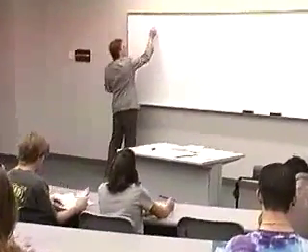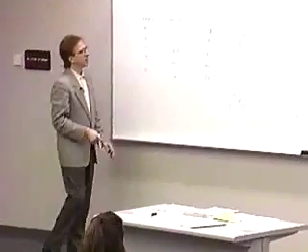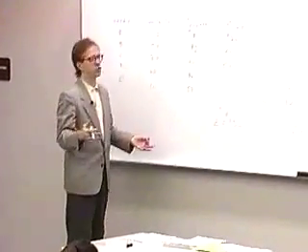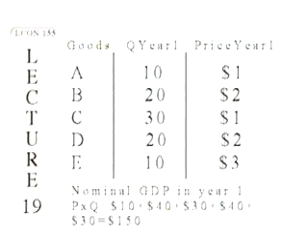What we had was 5 different goods, A, B, C, D, E. Then we have 2 different years that we're interested in, year 1 and year 2. Suppose A, B, C, D, E is all that our economy produces, and what we've got here is the number of units of each good produced in year 1. You'll notice over here that we've got quantities for year 2.